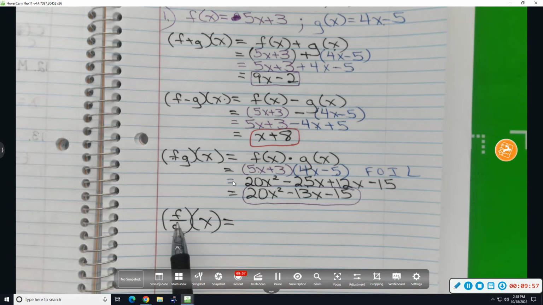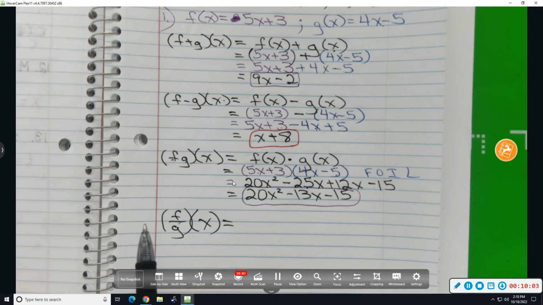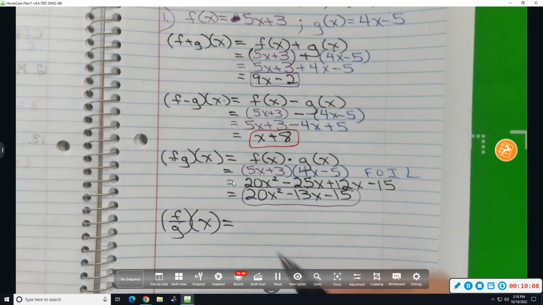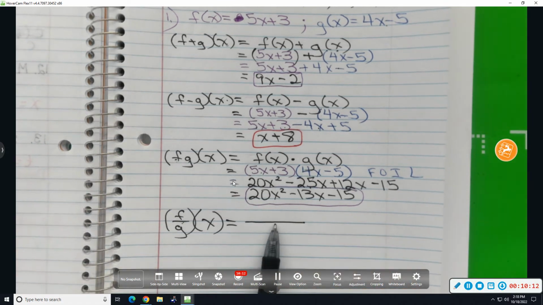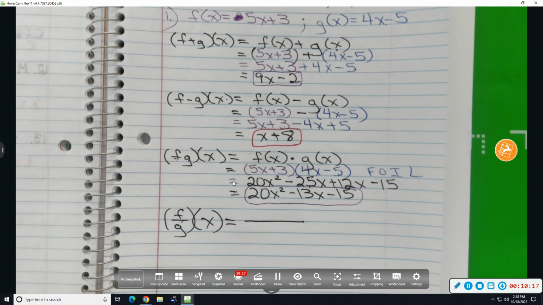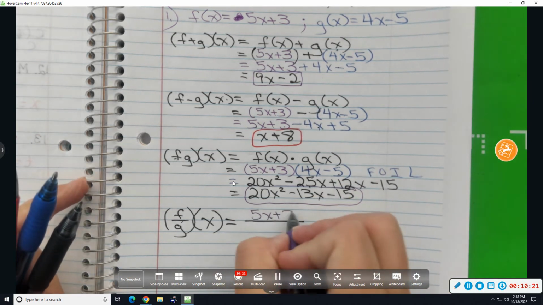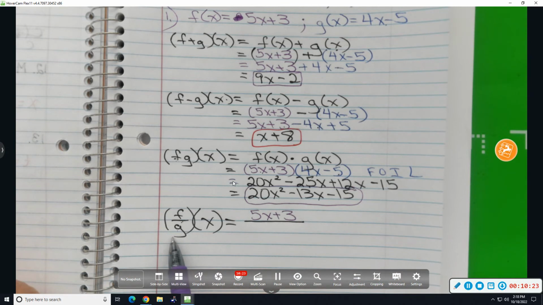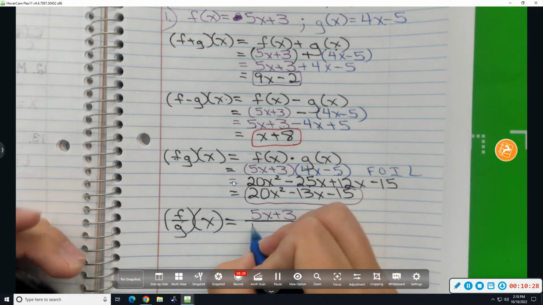Okay. They're using a fraction bar to represent a division, and usually algebraic division is more involved than addition, subtraction, and multiplication, but not in this case. There's the division sign. We have f of x on top. Well, f of x we know is 5x plus 3. And g of x is on the bottom. That's a 4x minus 5.